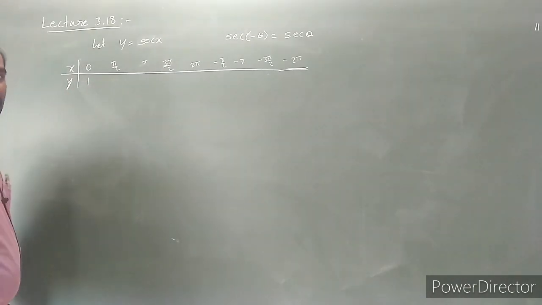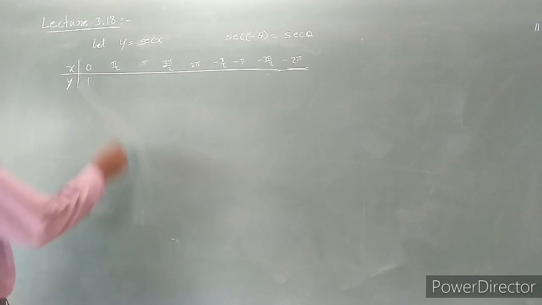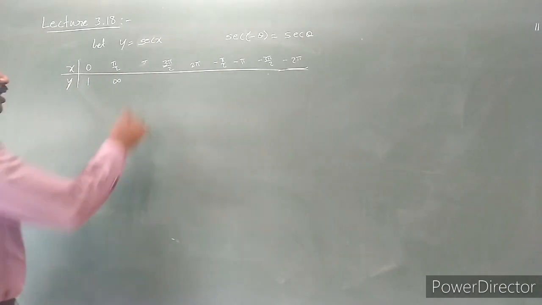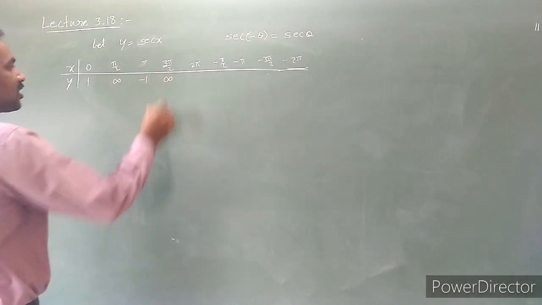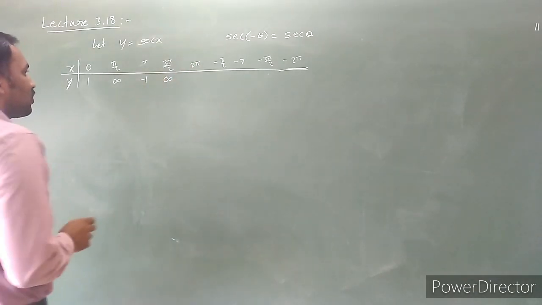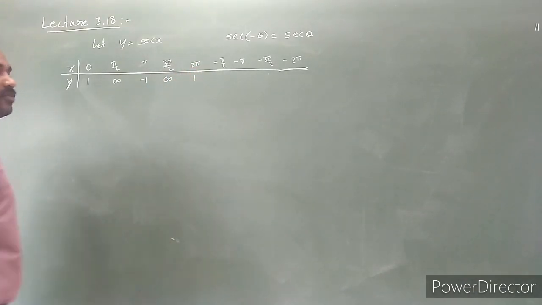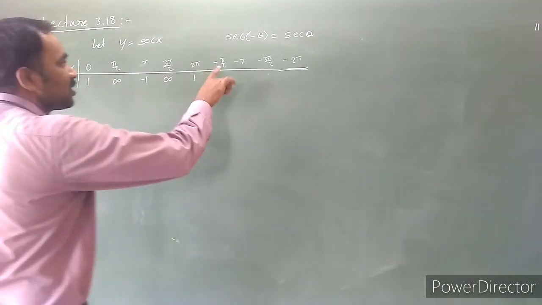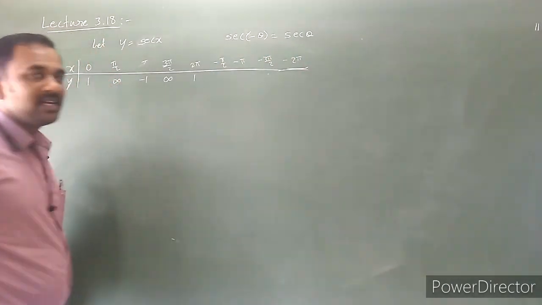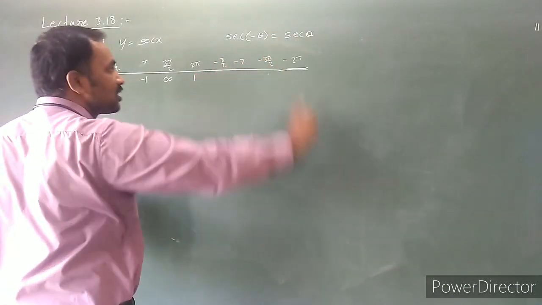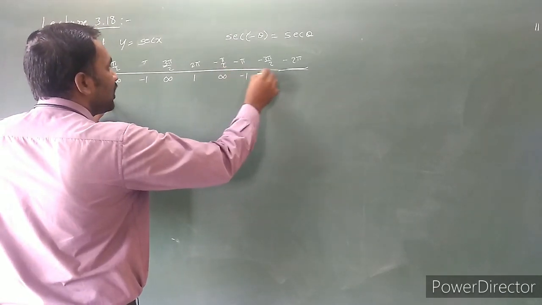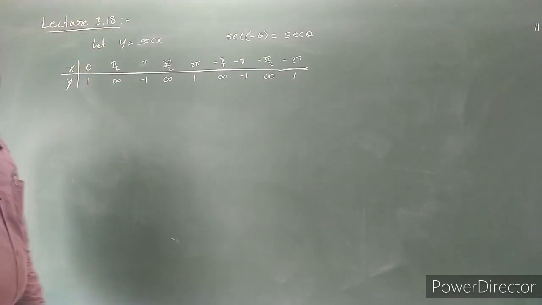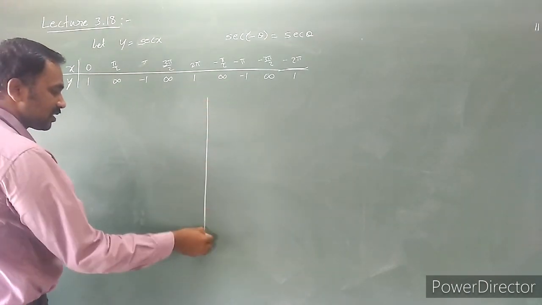Cos of 90 is 0, sec 90 is not defined. Cos of 180 is minus 1, sec of 180 is also minus 1. Cos of 270 is 0 and sec of 270 is infinity. Cos of 360 is 1, sec of 360 is also 1. The same values carry over for minus theta and plus theta, because sec of minus theta is sec of theta. I am going to write the same values: infinity, minus 1, infinity, plus 1. Let's take the graph of the sec function.